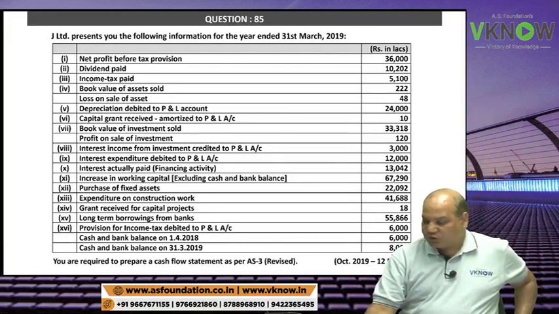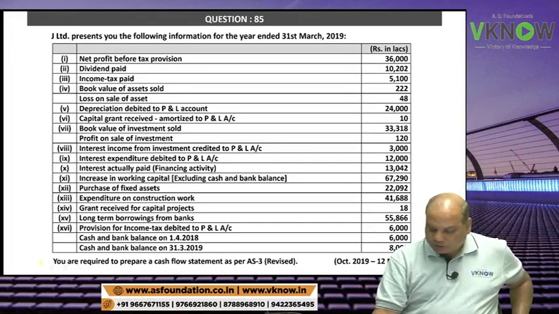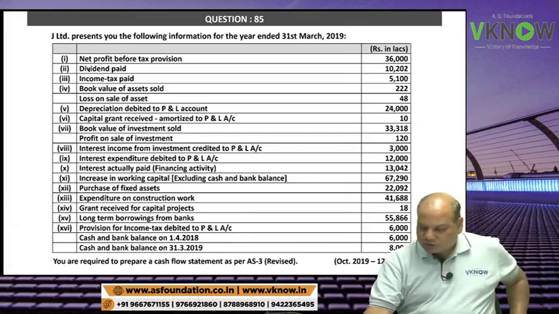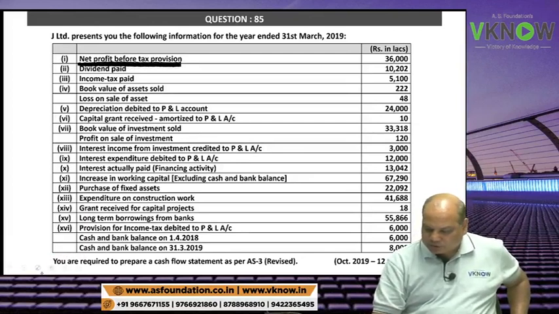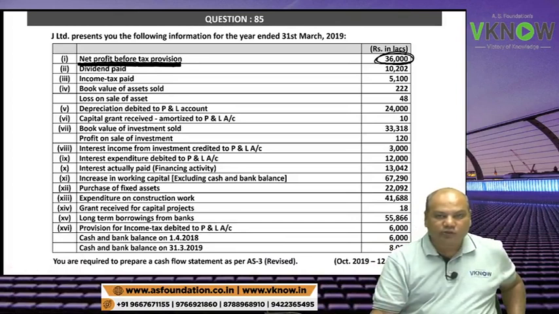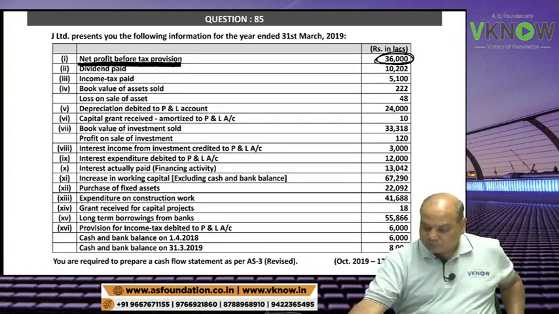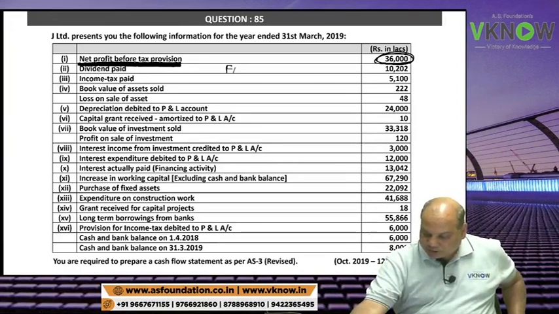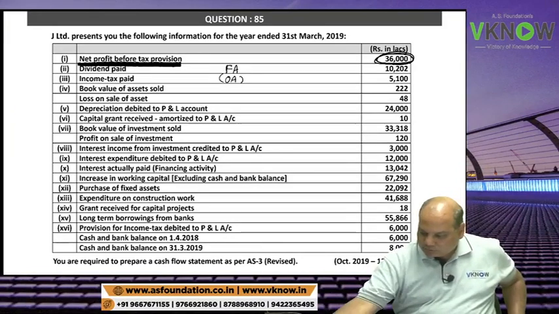Okay, so now I am going to explain to you and then we can solve the question easily. It says net profit before taxation. So here this profit is before taxation given to us. Start from there. Dividend paid will go to financing activity, income tax paid operating activity in bracket.